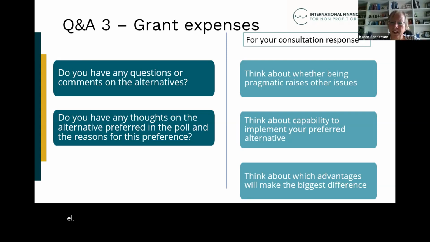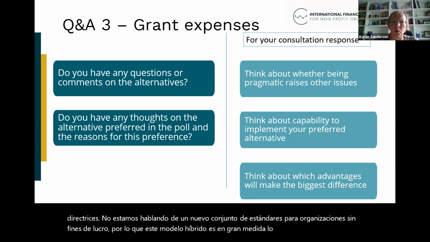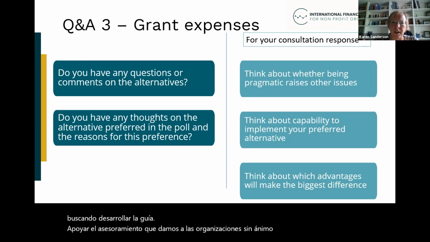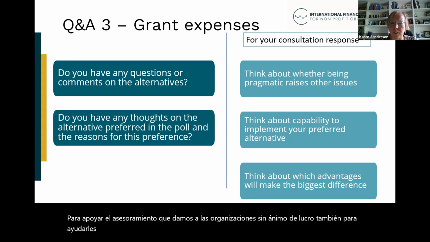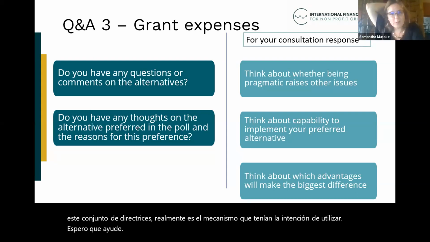So what we are proposing by way of this project is a set of guidance. We're not talking about a brand new set of standards for non-profit organizations. So this hybrid model is very much how we are looking to develop the guidance to support the advice that we give to non-profit organizations to help them prepare financial reports and statements. So for the purposes of this set of guidance, it really is the mechanism that we're intending to use. Hope that helps. Yeah, great. So it's not something first and then, it is the approach to developing the complete guidance, if you like.